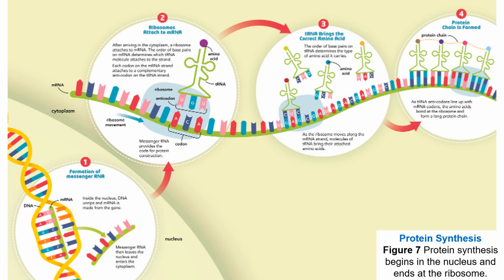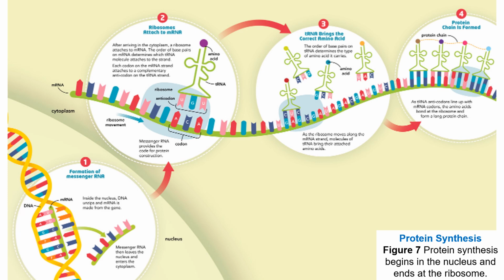2, ribosomes attach to mRNA. After arriving in the cytoplasm, a ribosome attaches to mRNA. The order of the base pairs on mRNA determines which tRNA molecule attaches to the strand. Each codon on the mRNA strand attaches to a complementary anticodon on the tRNA strand. Messenger RNA provides the code for protein construction. So just from going from 1 to 2, we remember that messenger RNA provides that code.